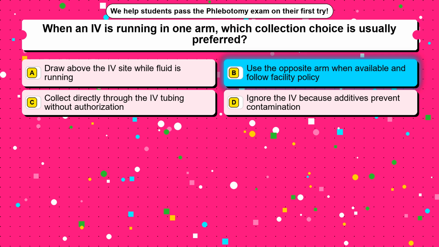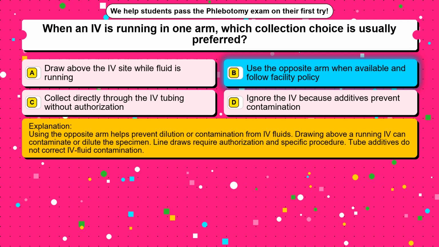The correct answer is option B. Use the opposite arm when available and follow facility policy. Using the opposite arm helps prevent dilution or contamination from IV fluids. Drawing above a running IV can contaminate or dilute the specimen. Line draws require authorization and specific procedure. Tube additives do not correct IV fluid contamination.